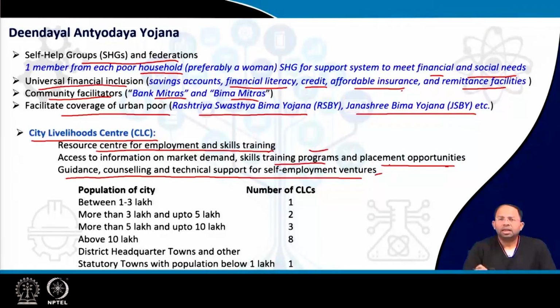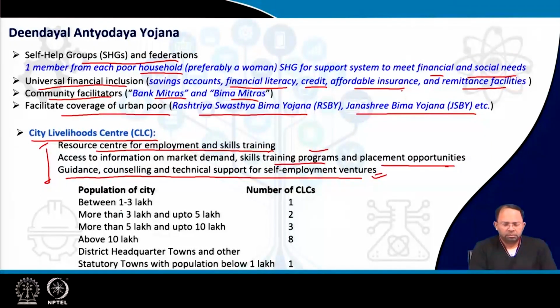So if you want to open a certain company, or you want to open just a shop, or maybe be a street vendor, you can also get information on how to go ahead with the process, and also how to avail credit for all this. So these are the different things which are covered in the city livelihood center.